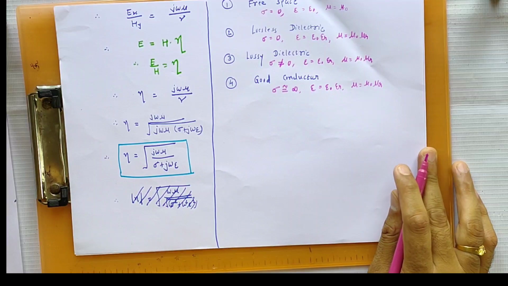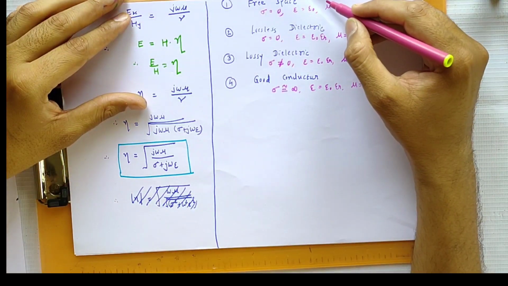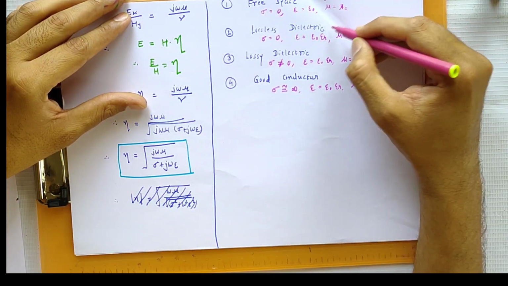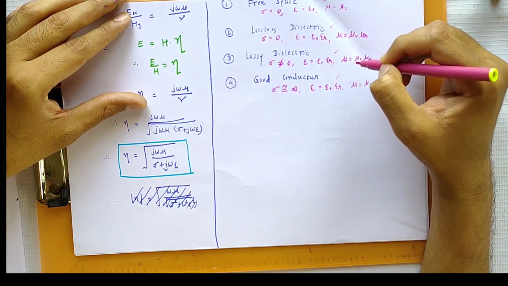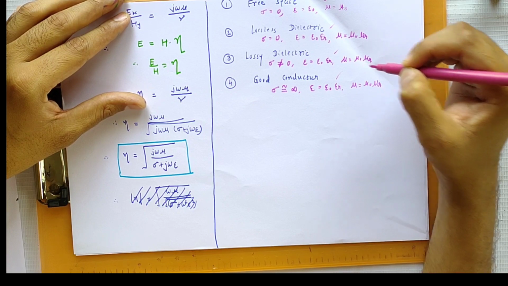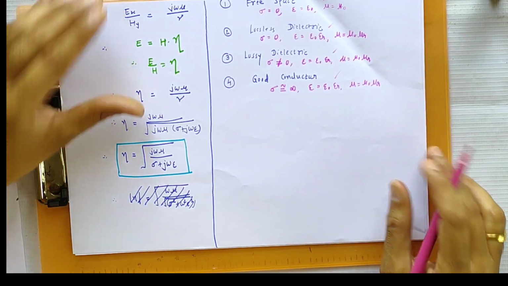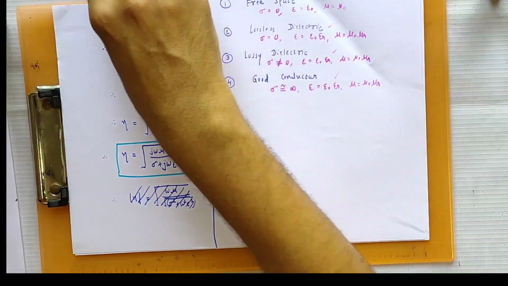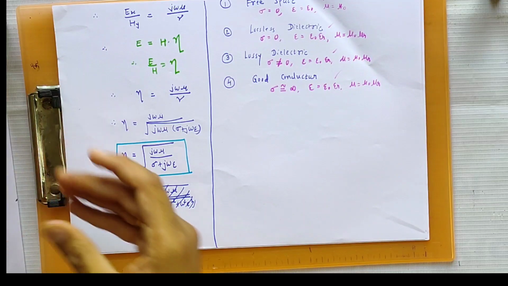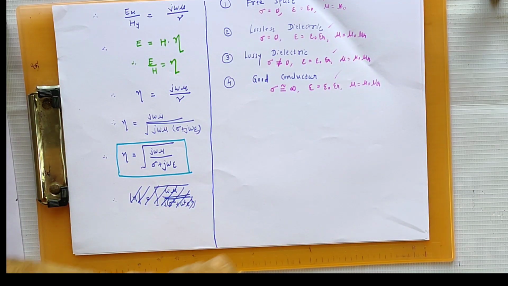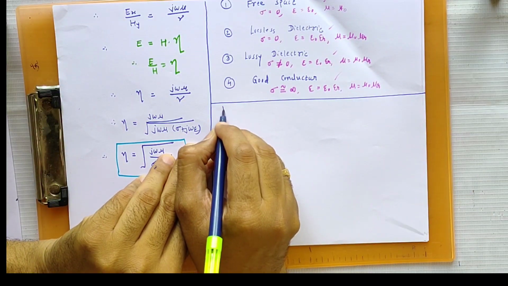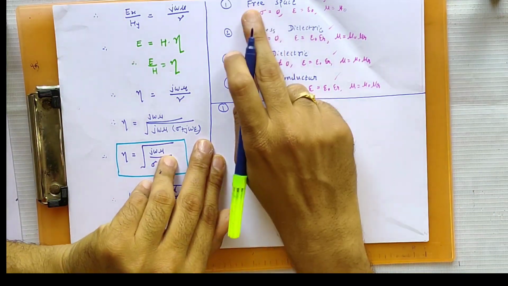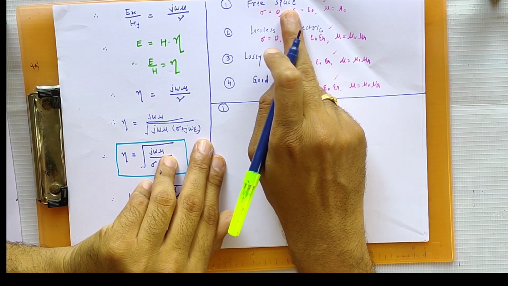Okay, so in today's class we discuss electromagnetic wave propagation in free space first, then lossless dielectric medium, then lossy dielectric medium, and finally good conductor. So let us start with free space. The question may be asked in this way in the exam: explain electromagnetic wave propagation in free space.